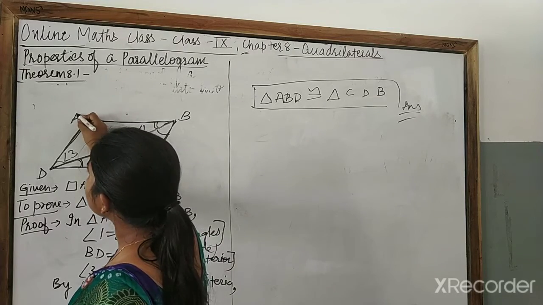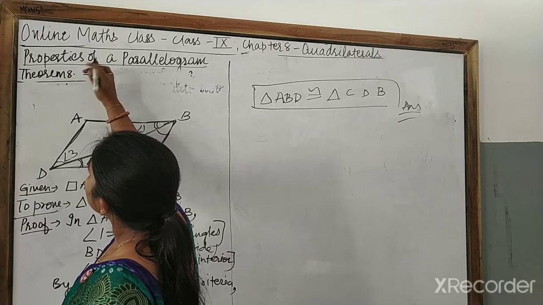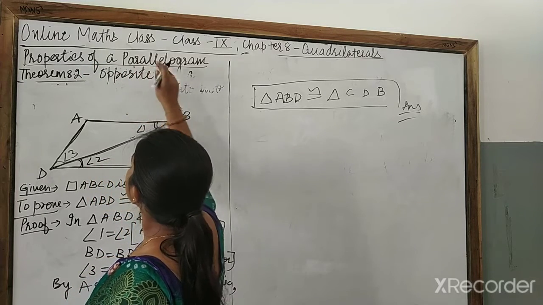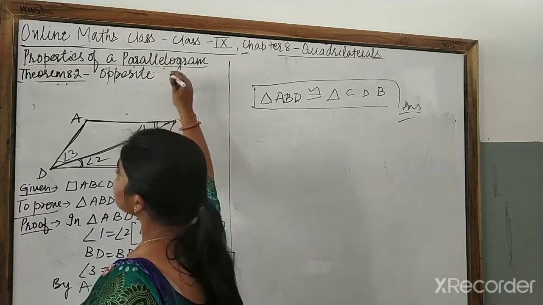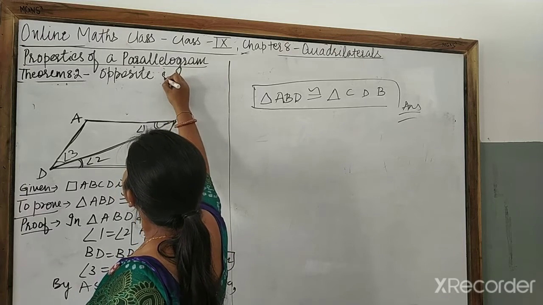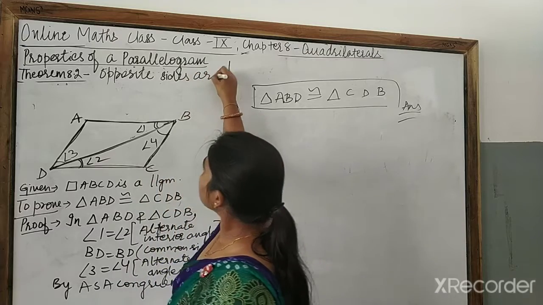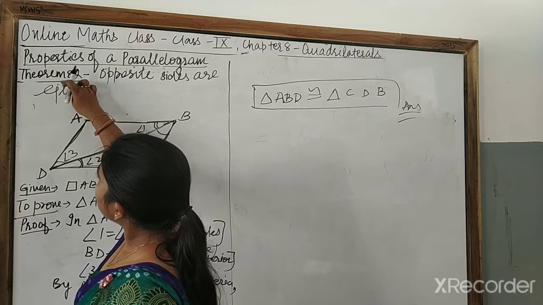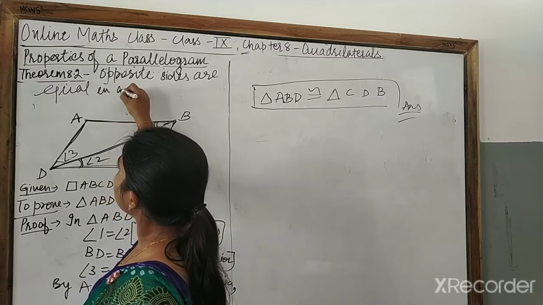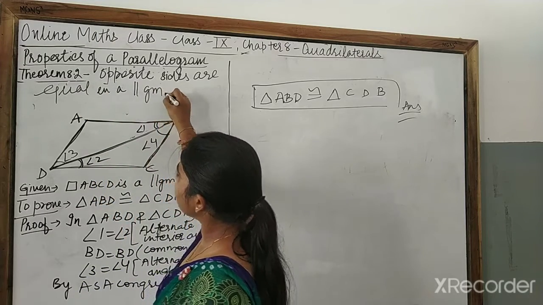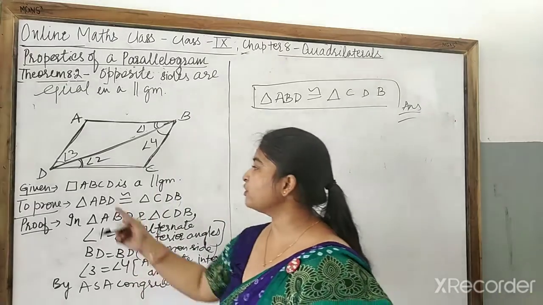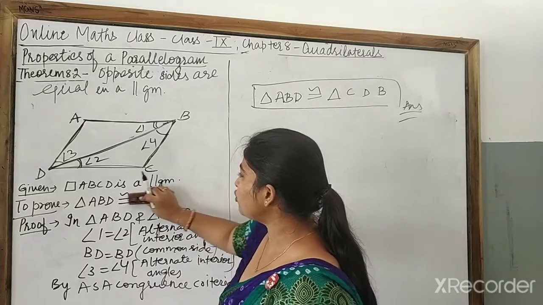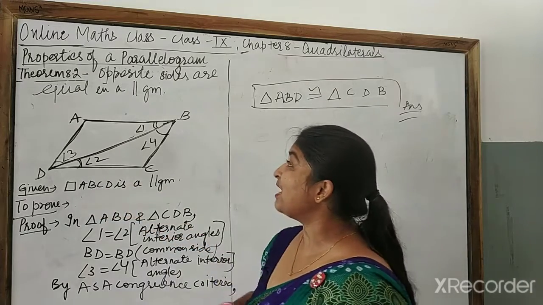What is there in the theorem? We have to prove that opposite sides are equal in a parallelogram. So what have they given to you? They have given to you that ABCD is a parallelogram. Okay. What do we have to prove? We have to prove that the opposite sides are equal.